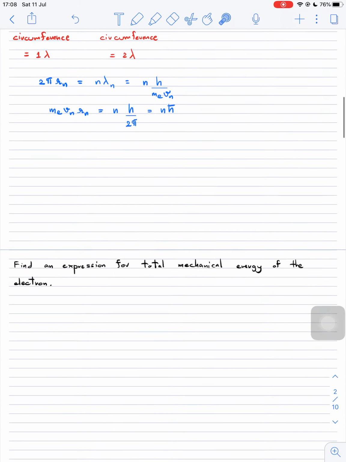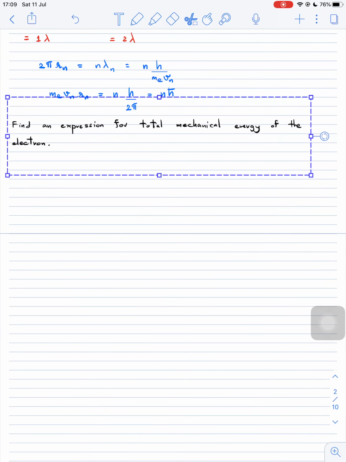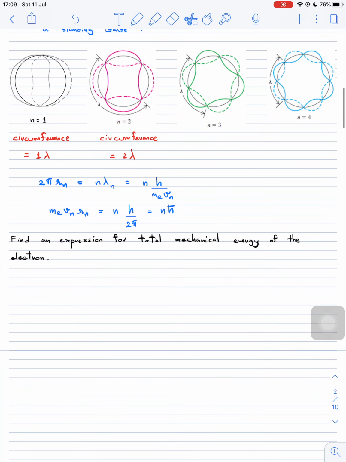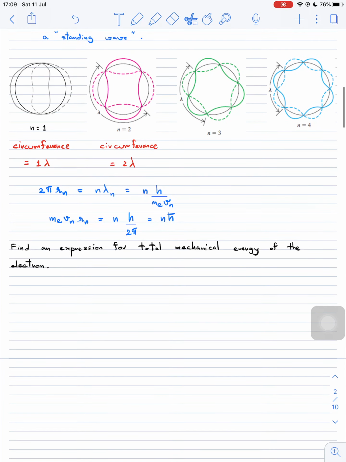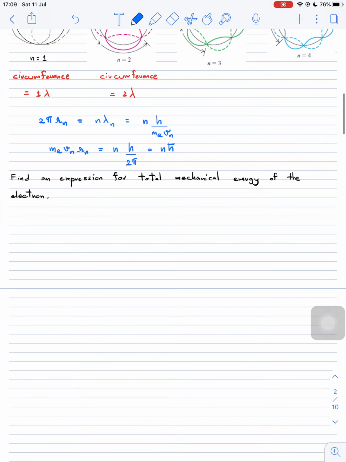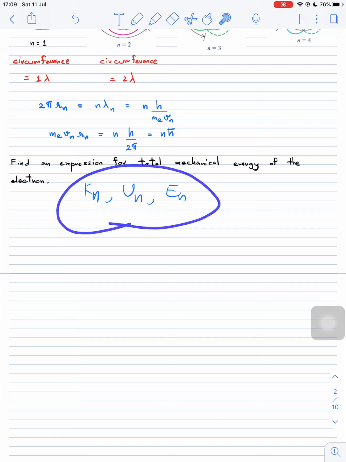Okay, what is the energy of the electron in this special orbit? The idea is, we just want to find the kinetic energy of the electron, the potential energy of the electron, and then the total energy of the electron, I mean for the stationary state n.